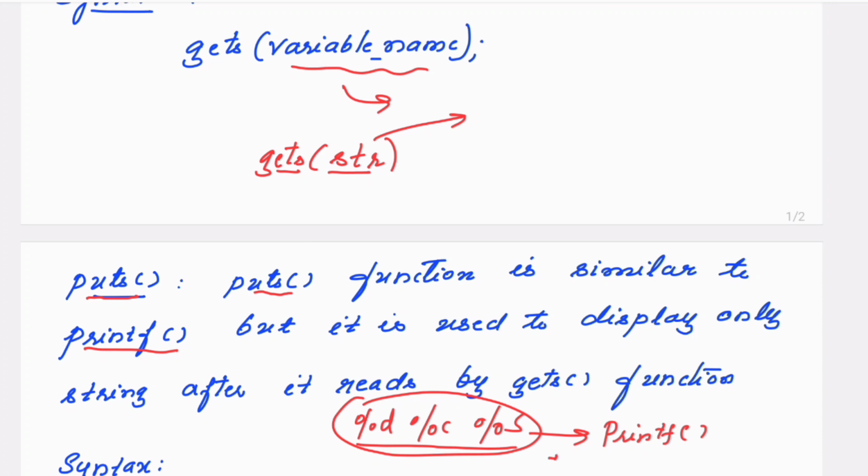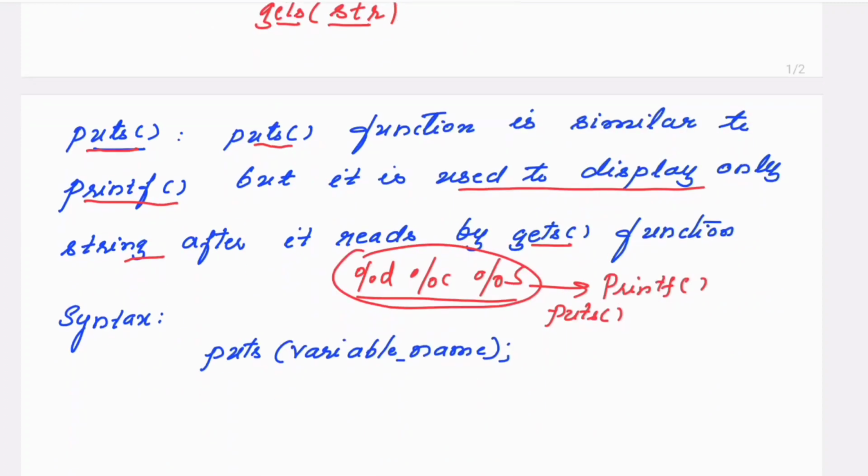But when you are making use of the puts function, these kinds of format specifiers are not required. You only give a particular string and that string will get displayed directly on the screen. Let us see this in the program. It is used to display only the string after it is read by the gets function. That means the program reads the string using the gets function and the same string gets displayed on the monitor using the puts function.